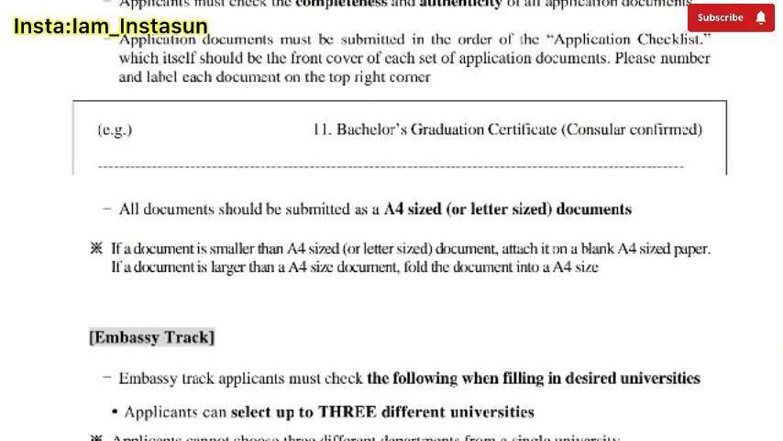And all the documents should be submitted in A4 sized or letter sized paper. Sometimes some of your documents, like in India, if you are from the 90s, then your birth certificate might be of smaller size than an A4 page. Then what you can do is attach it on a blank A4 paper and submit it together. You can see here.